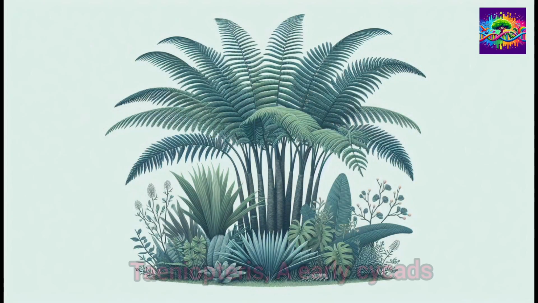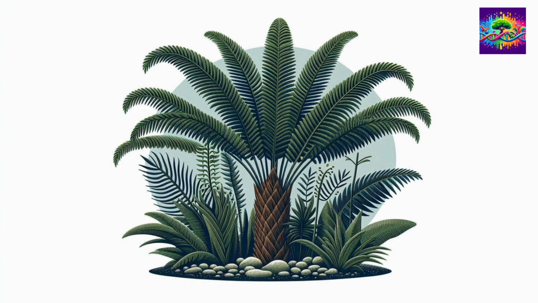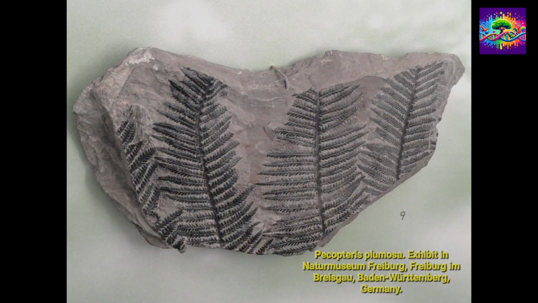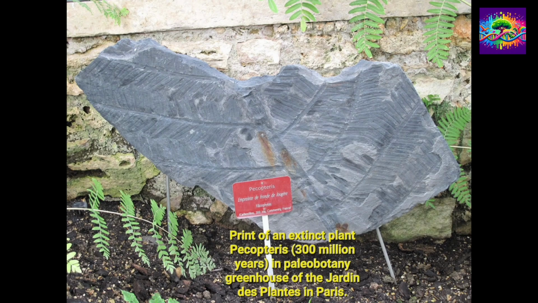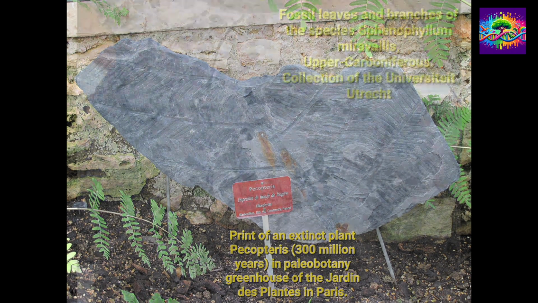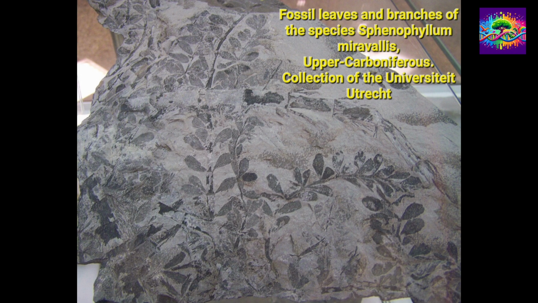The genus Taeniopteris included early cycads with long, narrow leaves, which grew in swampy and moist areas. The genus Pecopteris was a distinctive fern of this period, with broad and narrow leaves, mainly growing in marshy regions. Sphenophyllum was a small, shrub-like plant with leaves arranged in a spiral pattern.